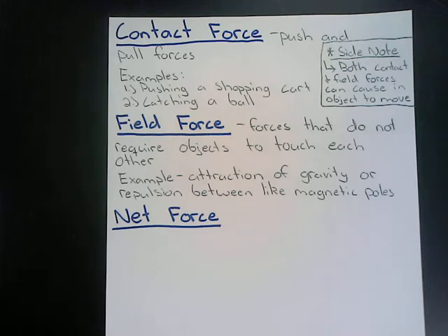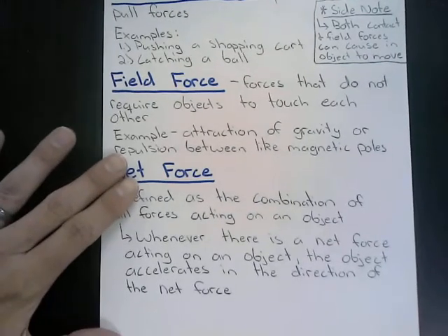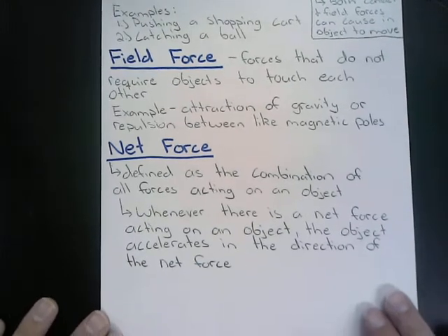So now we need to focus our attention on net force. Net force is just defined as the combination of all forces acting on an object. With this in mind, it's really important to note that whenever there is a net force acting on an object, the object accelerates in the direction of the net force. To go along with that, an object will not accelerate if the net force acting on it is 0.